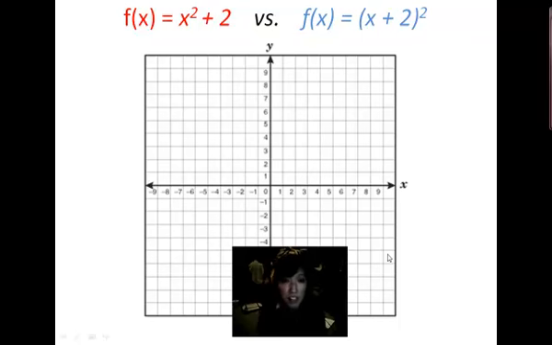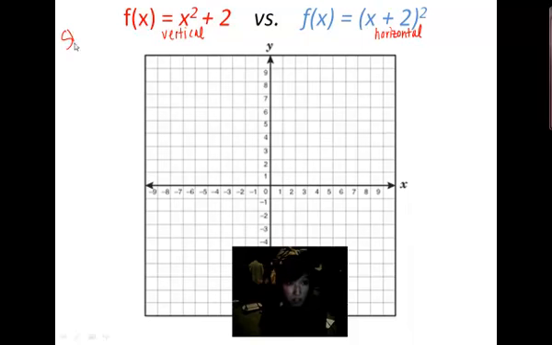So let's look at an example. This right here is where it's not attached to the x. This plus 2 is not being squared with the x. It's just out here on its own. So this is vertical. This right here is being squared with the x, so this is going to be horizontal. Alright, it's a horizontal shift.